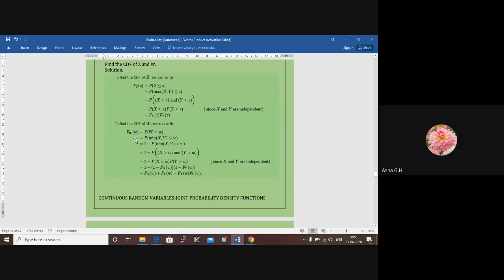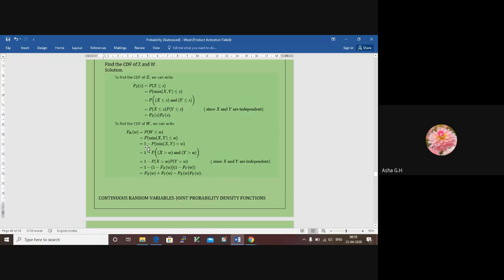Now look at finding the minimum. If w is defined as the minimum of x comma y, by definition I can write the probability that the minimum of x comma y is less than or equal to w. So how do we generally write it? The probability that the minimum is less than or equal to w, plus the probability that it is greater than w, should be equal to 1. That is according to the law of probability.